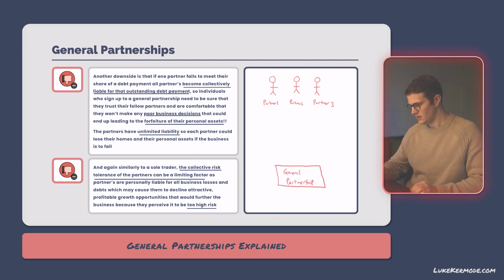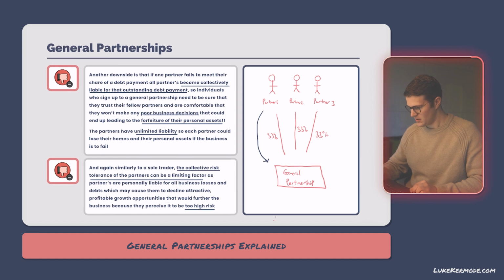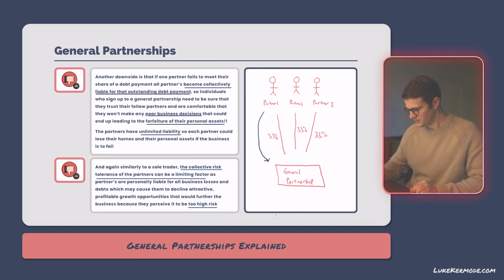And let's say each partner owns 33%. So it's an even split of ownership. So what does this mean? What actually happens, right? So the partners contribute capital, equity capital to the business, and in exchange, they're subject to unlimited liability on the business's losses.